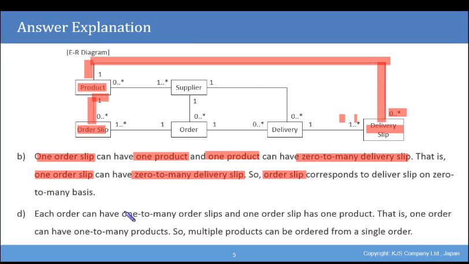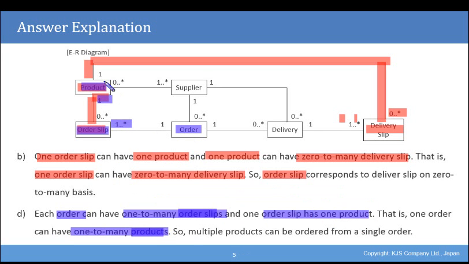Now let's have a look at D. Here we're looking at the relationship between each order, the order slips, and products. Firstly, each order can have one to many order slips, as we can see from this number here. This has an m greater than or equal to 1, and the order slip has one product. This can be seen from this number, which is the same as the first part of B. That is, that order can have one-to-many products. So multiple products can be ordered from a single order. Here the answer is C.